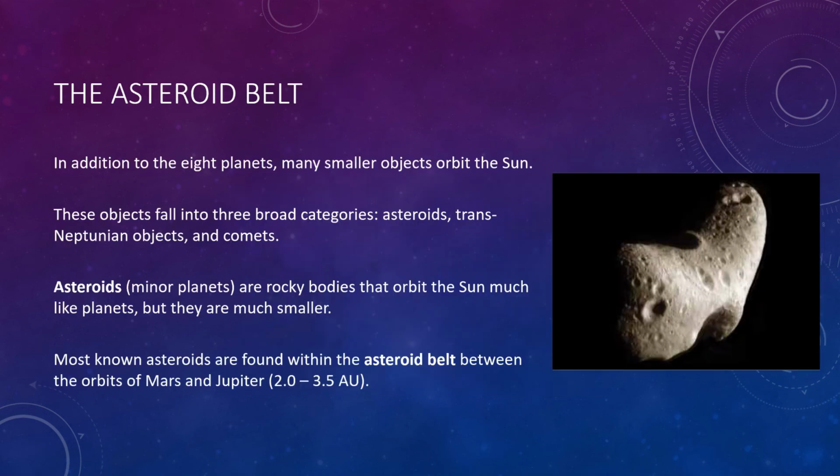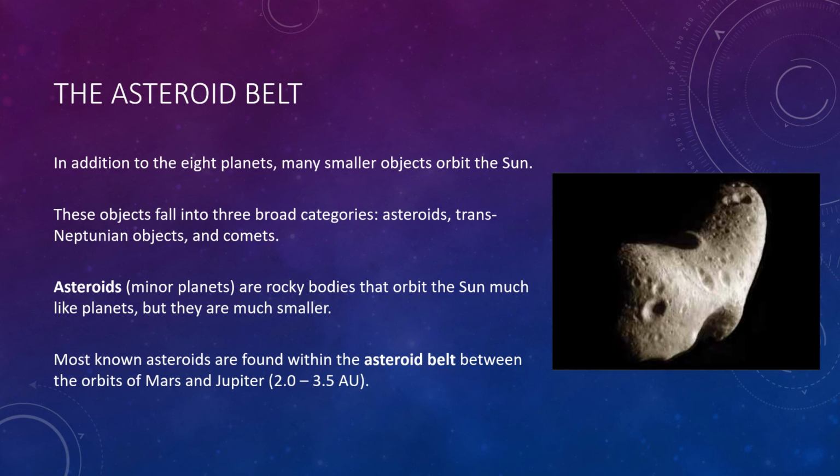Okay, so we haven't talked about this yet, but there are other objects out there in the solar system other than just the Sun and the planets. So we have lots of other small objects flying around. We'll begin our discussion on that with the asteroid belt. In addition to those 8 planets, many smaller objects do orbit the Sun. These objects fall into 3 categories: asteroids, trans-Neptunian objects, and comets.